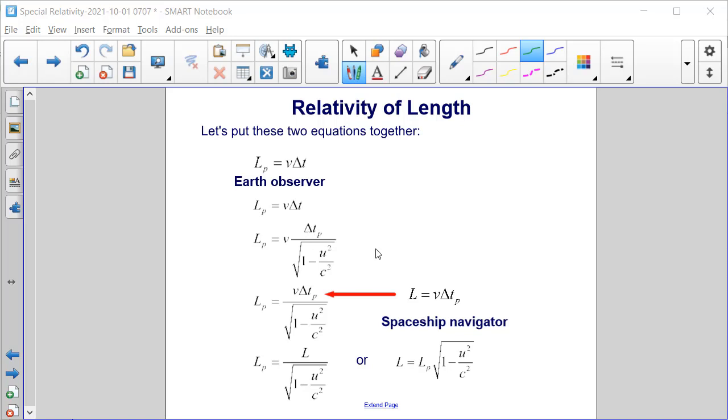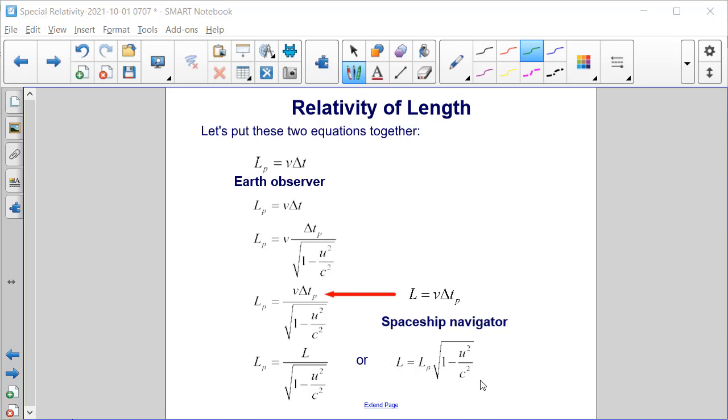Okay? Now, here's what we have to notice. The velocity times the proper time measured, we know what that is, right? That is the length measured, or the distance measured by the spaceship navigator. So I substituted for that. And now I have the proper length relative to the length measured by the spaceship navigator, or the length traveled by the spaceship navigator in terms of the proper length.